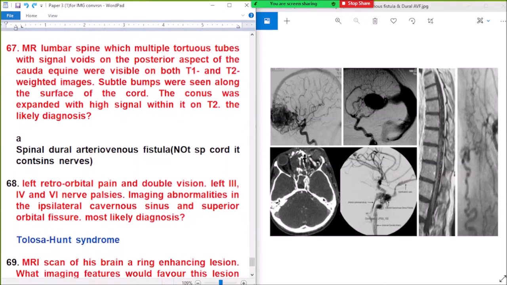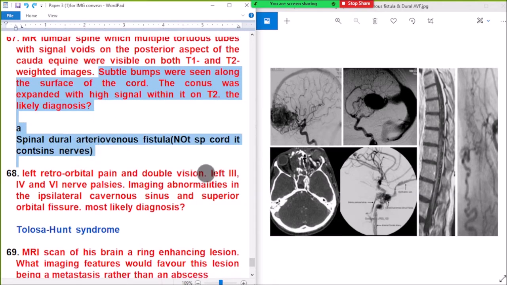Question number 67. MRI of the vertebral spine shows multiple tortuous tube-like signal voids on the posterior aspect of the spinal canal, visible on both T1 and T2 images. Subtle bumps were seen along the surface of the cord. The cord was expanded with a high signal within it on T2, most likely diagnosed as spinal dural arteriovenous fistula.